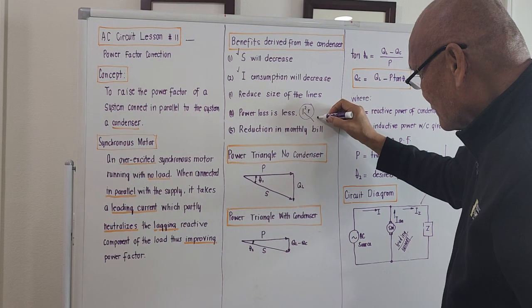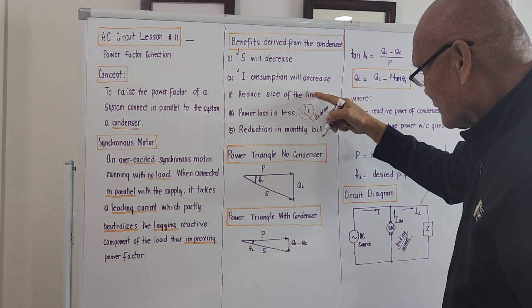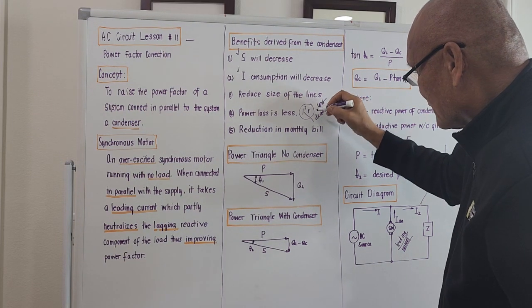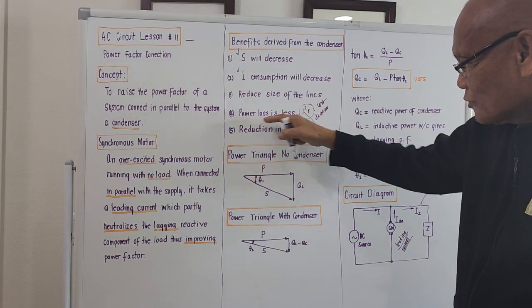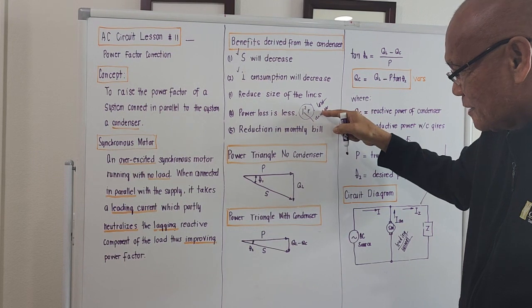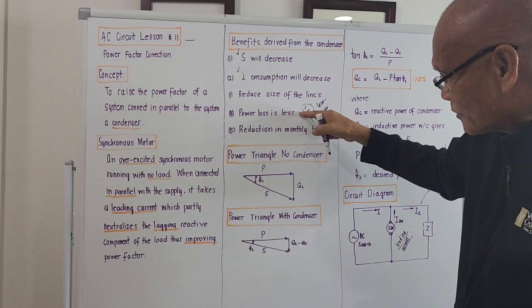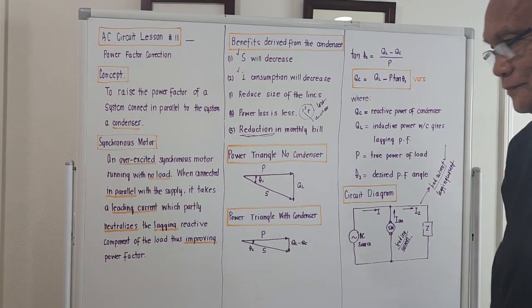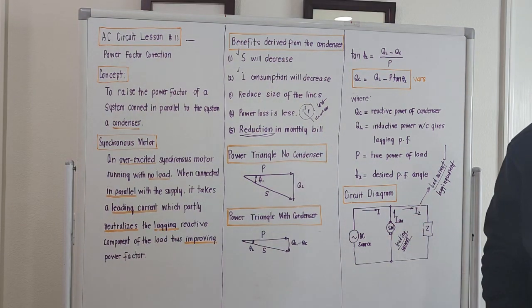If this current has decreased, even though you square it, this will still be less. So if you decrease the current, the power loss of the line will also decrease. And for these 4 conditions to come out, there will be a reduction in the monthly bill. And that is very important to every household here in the USA or in the entire world.